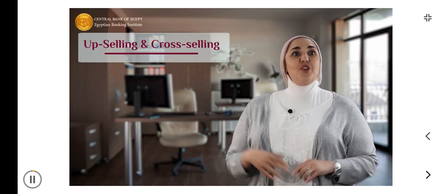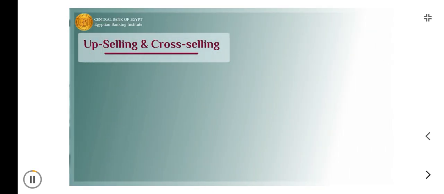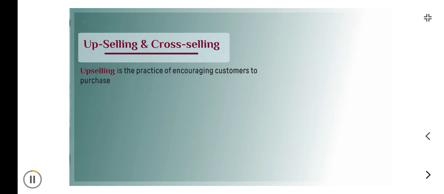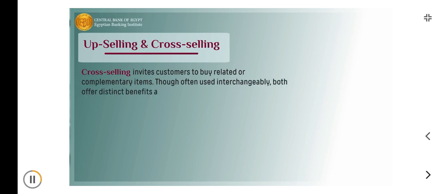Upselling and cross-selling. There are two techniques that help us to sell more. Upselling is the practice of encouraging customers to purchase a comparable higher-end product than the one in question. Cross-selling invites customers to buy related or complementary items, though often used interchangeably. Both offer distinct benefits and can be effective in tandem.